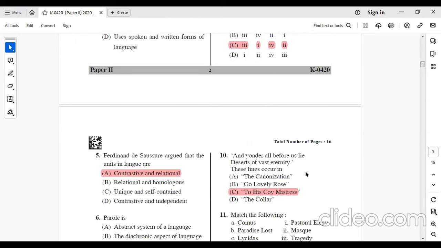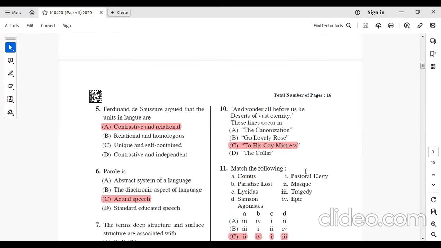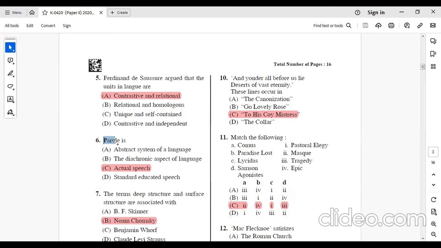Question number five. Ferdinand de Saussure argued that the units in language are contrastive and relational. According to Ferdinand de Saussure, the units in language are contrastive and relational. Now the next question, number six. What is parole? Parole means speech, actual speech. Parole is related to actual speech in linguistics.